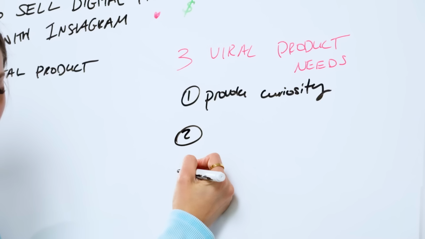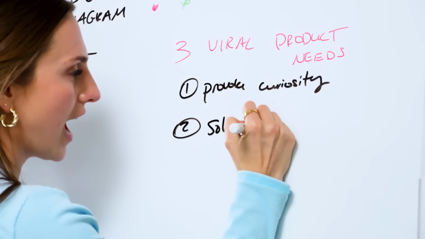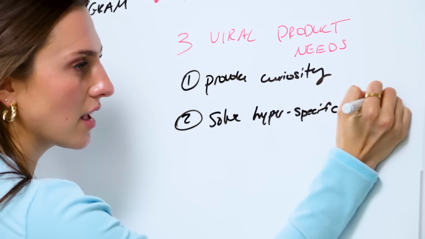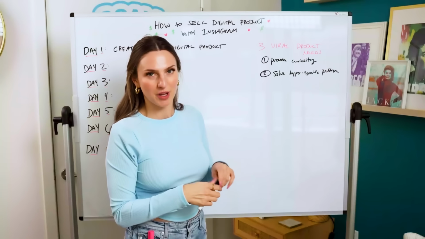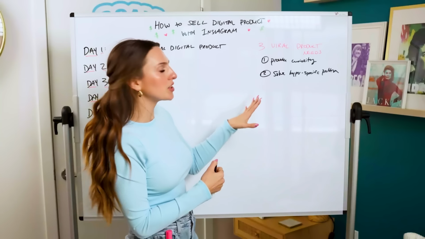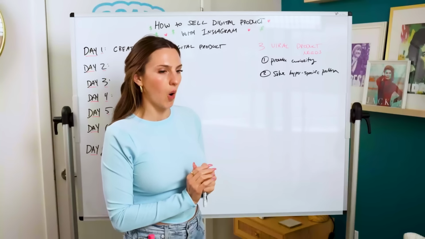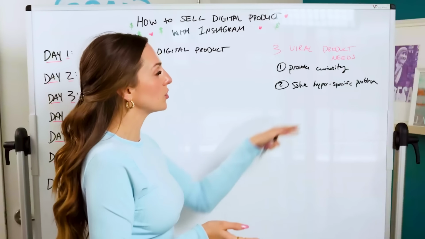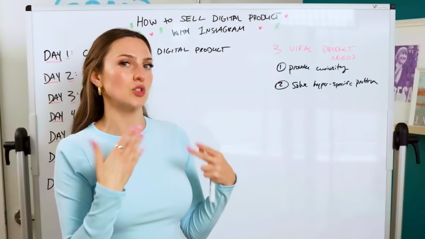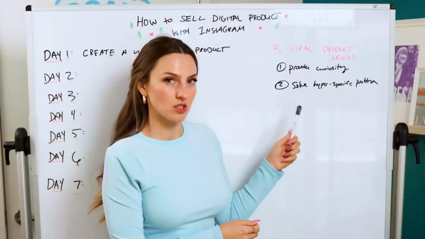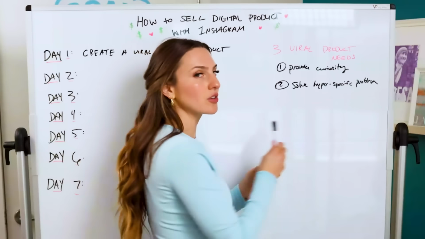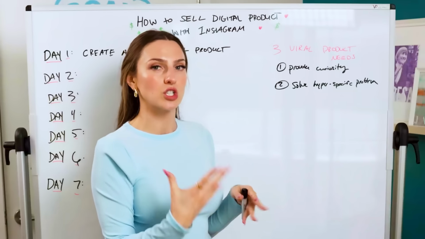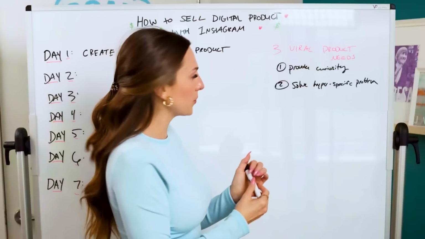Second thing is that you need to solve a hyper specific problem. So back in the day, a long time ago, 2016, you could sell a course that was called redecorating your home or interior design or luck or wealth, and it would do well. Broad generic courses used to do really well. Now, if you're trying to sell a digital product, you have to solve a hyper specific problem. Very, very, very specific. Again, we're going to go into examples in a second here, but just keep in mind that if your digital product is broad, it will not go viral.